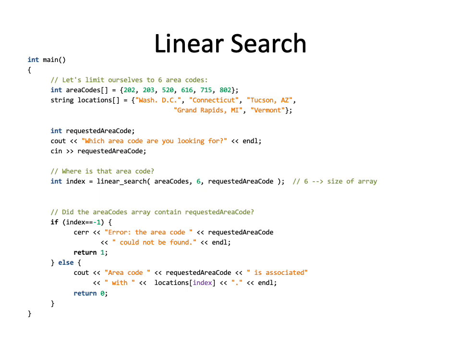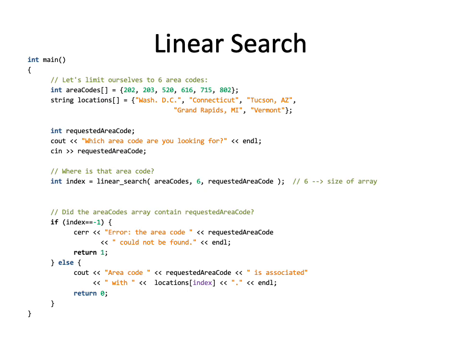So to do that, we call linear search, passing it in the area codes array, passing it the length of that array, 6 elements, and then passing it the requested area code. In other words, the thing that we're looking for. Is area code 520 in that array? And it is, so we know that if it's all correct, then it should return element 2, corresponding to the 3rd element in the array. So index should be 2.